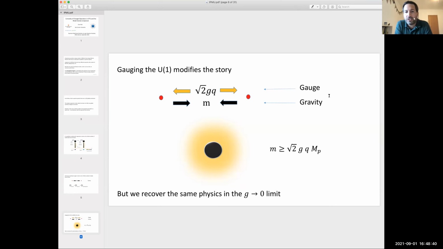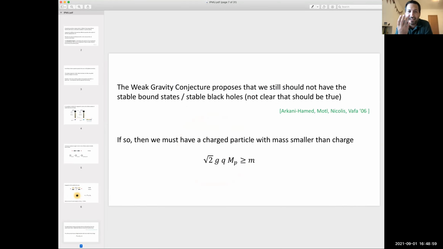So it seems that you can't just gauge the U1, but you have to gauge it strongly enough. Strongly enough relative to what? Well, there's only one other character in this game, that's gravity. So it better be that you gauge it strongly relative to gravity. So that is essentially the weak gravity conjecture.